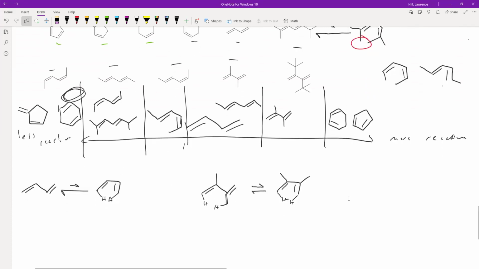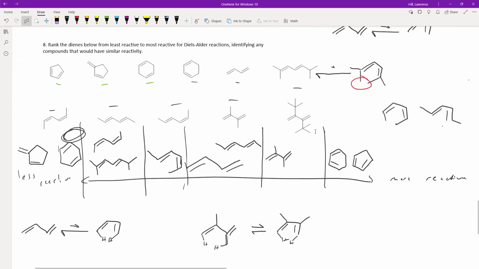Actually, no, I'm sorry, I misspoke. The tert-butyl groups are in a different spot, which is what I was about to talk about. So let's talk about that. So here we're looking at this molecule here and comparing it with this molecule above it.